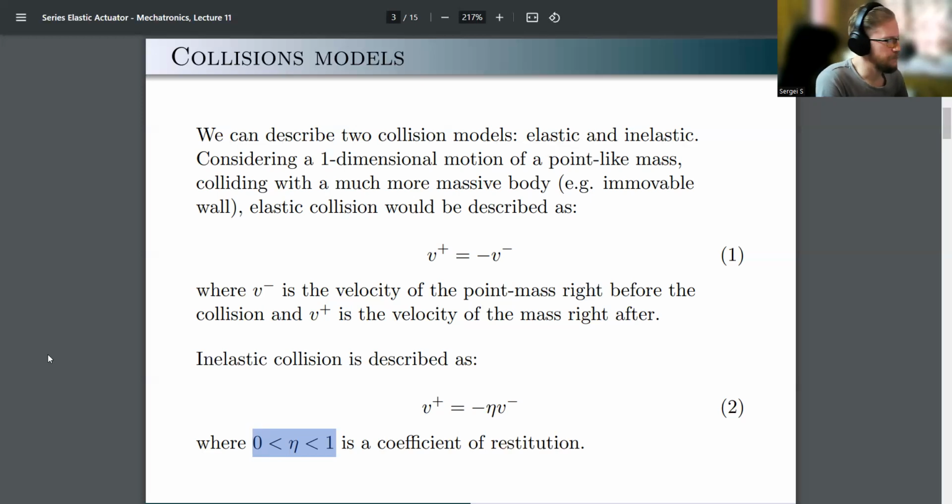Okay, all right. So perfectly elastic, velocity changed direction, but remains the same in magnitude. Inelastic, velocity reduced by absolute value and changed direction. Okay.